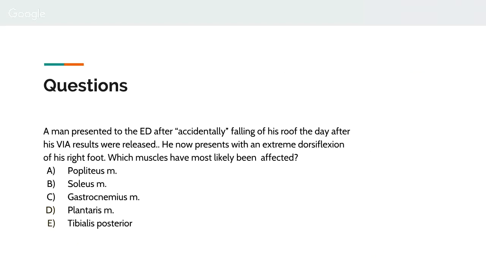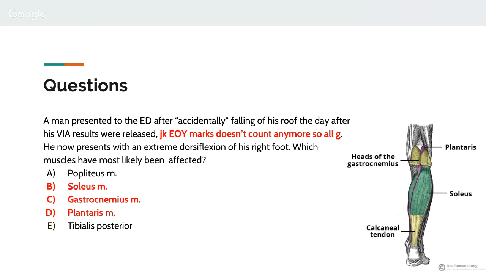Okay, so the answer. Did you say B, C, and D? I think that, yeah, I heard that. Cool, yeah, you're right. So basically, your calcaneal tendon, the Achilles tendon, the muscles that attach to it are your superficial posterior leg muscles: soleus, gastrocnemius, and plantaris. Plantaris is a bit of a cop out because only 90% of people have it.